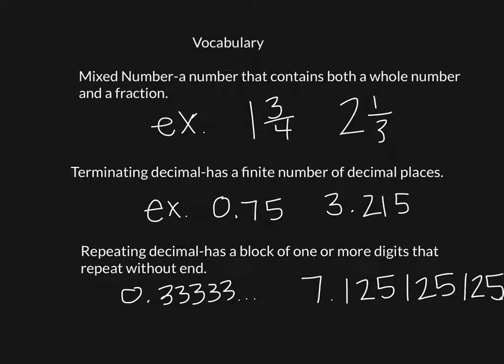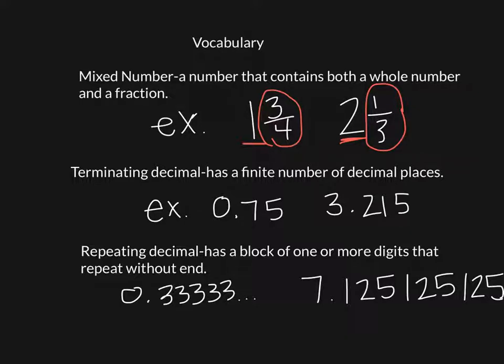So let's start off with some vocabulary. First, we have to know that a mixed number is a number that contains both a whole number that's greater than 0 and a fraction. So here we have a whole number 1. So I know this number is going to be between 1 and 2. 1 and, here's my fraction, 3/4. Or this number, it's greater than 2, so it's going to be between 2 and 3. So this number would be 2 and 1/3, which is between 2 and 3. It's that space between.